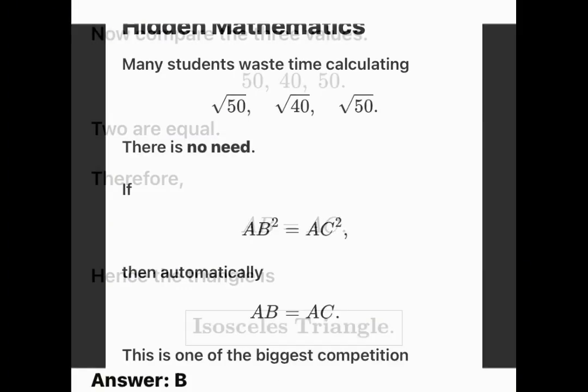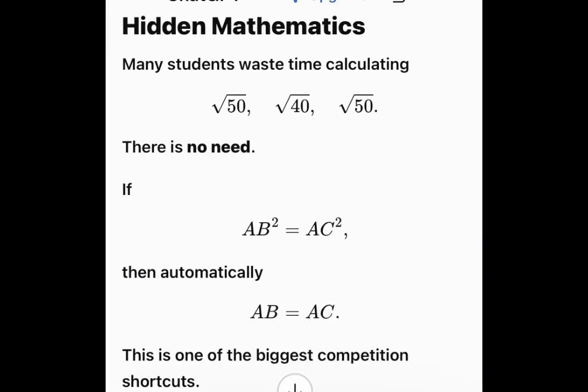Let me talk a little about the hidden mathematics. Many students will waste their time calculating the square root of 50, the square root of 40, and the square root of 50 again. Please, there is no need for this. If AB squared equals AC squared, then automatically AB will be equal to AC. This is one of the biggest competition shortcuts.